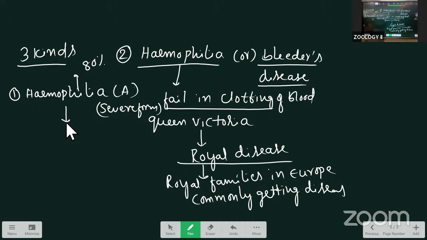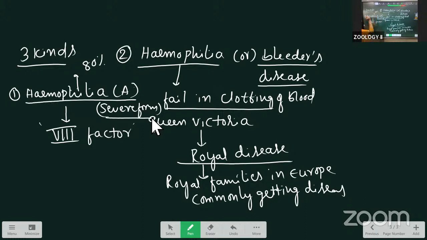And in this, which one is deficient? Those persons having hemophilia A have a deficiency of the eighth clotting factor. The 13 factors are there. Among the 13 factors, the eighth factor is deficient. The eighth factor is not produced inside these persons. That's why it is called hemophilia A. Eighth factor deficiency of the blood clotting factors causes hemophilia A. This is the severe form, 80% of hemophilia is this type only. Next, second is called hemophilia B.